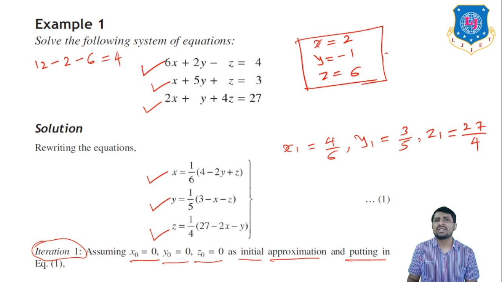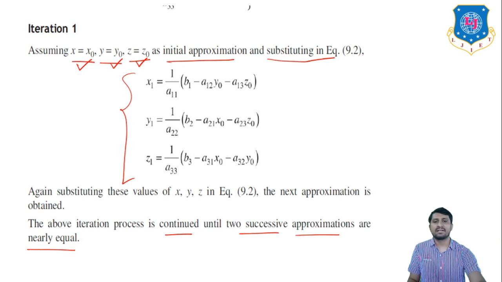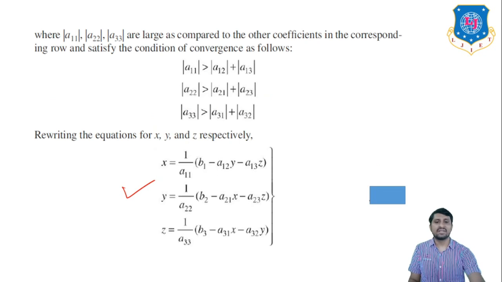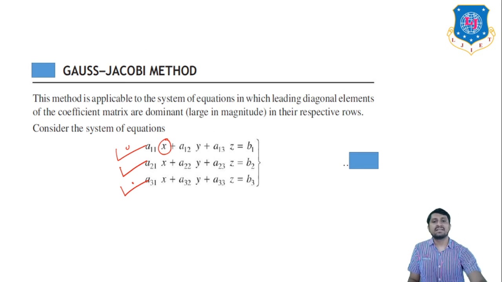So in today's session, we just discussed the Gauss-Jacobi method. Try to understand once again, because in the Gauss-Jacobi method the most important thing is the condition. First, you have to check that the conditions must be satisfied. If these three conditions are not satisfied, then you cannot apply the Gauss-Jacobi method. Next is the first iteration. Most probably we take x0, y0 and z0 as 0, and then we continue the process until the successive approximations are nearly equal.